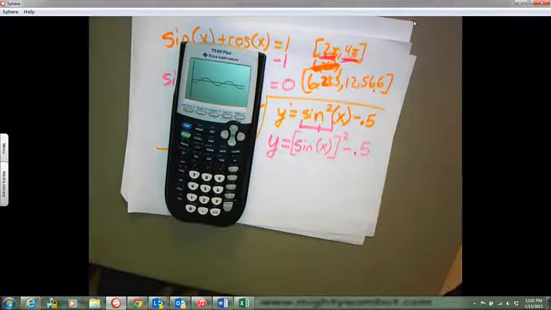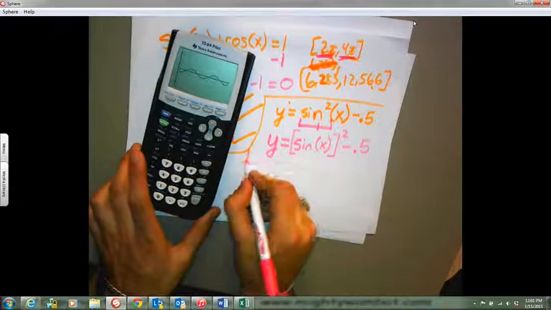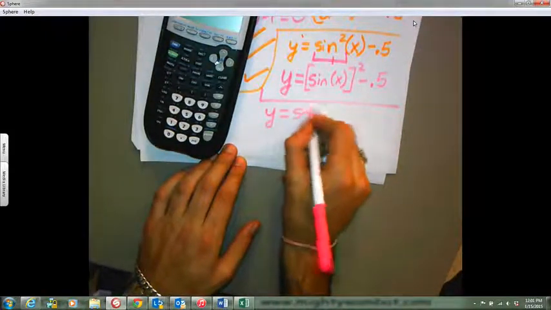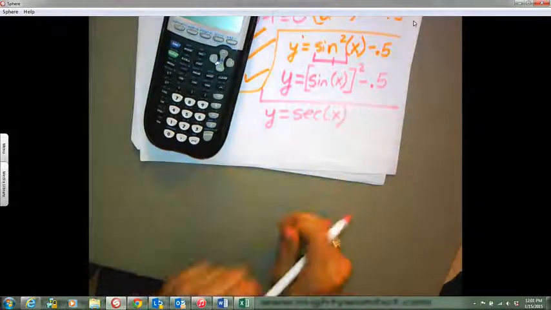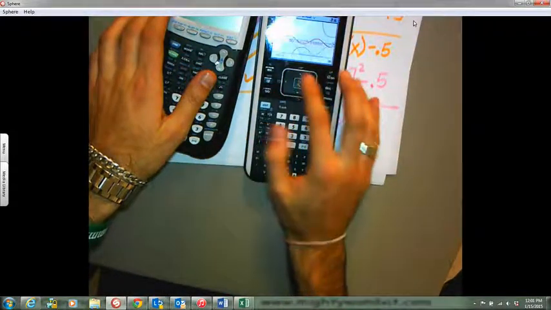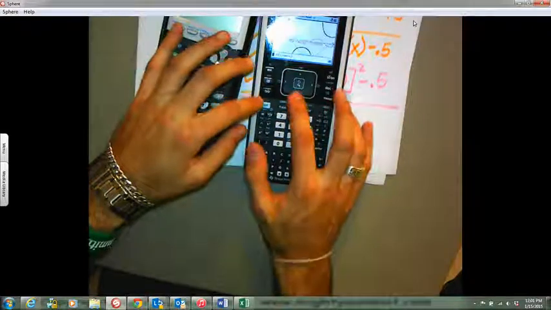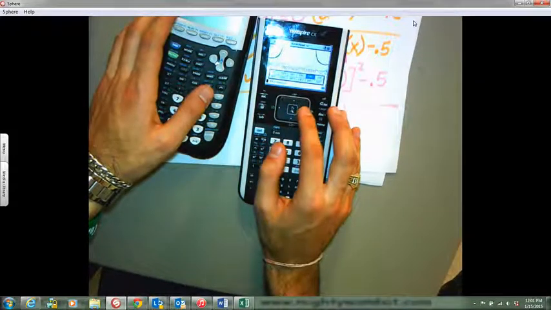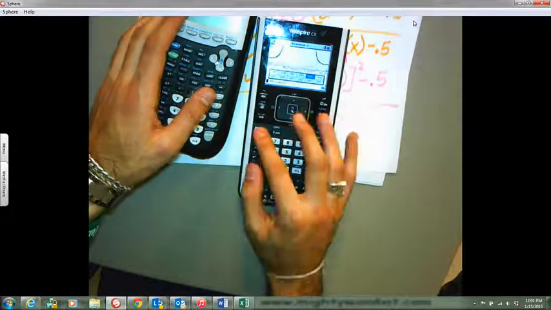And the last thing to plug in that we might see on a calculator section is this. Y equals secant of x. Now, on Inspire, it's absolutely not a problem. You simply go to tab, and on Inspire, you can click the trig button, and you have secant right there. Unfortunately, on the 83/84, there is no secant button.